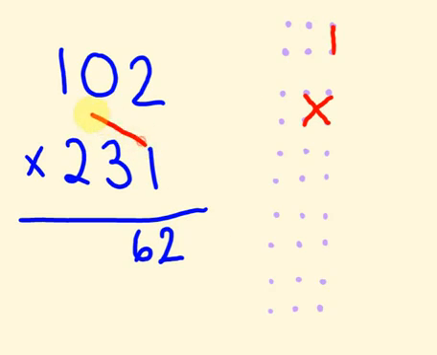I went 1 times 1, 2 times 2, and 3 times nothing. So this one looks like this. Okay, so 1 times 1 is 1, 2 times 2 is 4, 3 times nothing is nothing. Add all these together, I get the answer of 5. All right, we're halfway through.